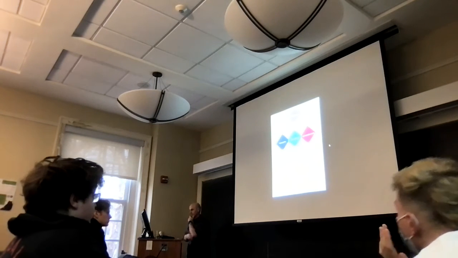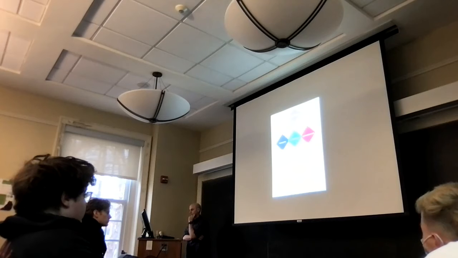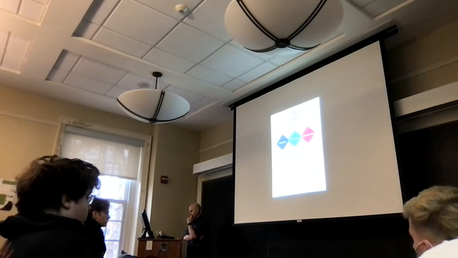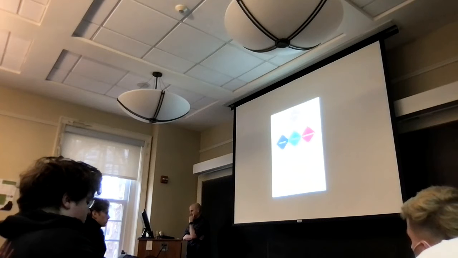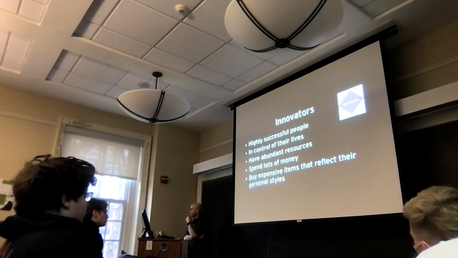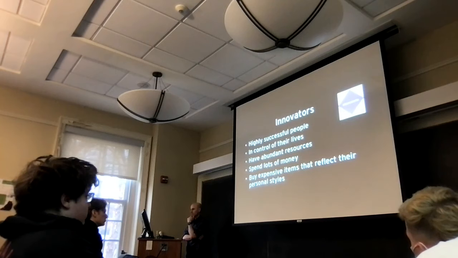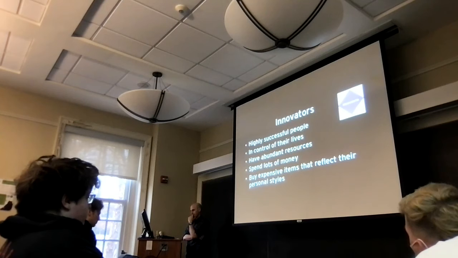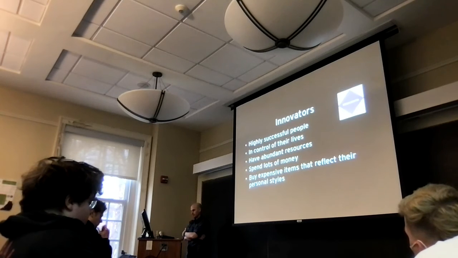Now, the system also includes two other categories of people. One of them are the innovators and the other are the survivors. And they contrast remarkably with one another because the innovators are the highly successful people who are in control of their lives. They have abundant resources. They spend lots of money and they buy expensive items that reflect their personal lifestyles.